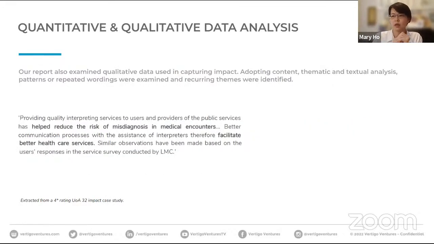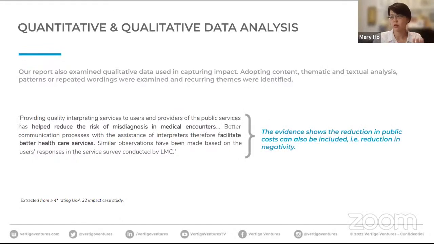And lastly here, following that paragraph from the previous slide, this evidence basically shows the reductions in public costs, which can be included as well. So it's not just about the positive impact, right? But also the reductions, the negative impact that you are able to mitigate as well.